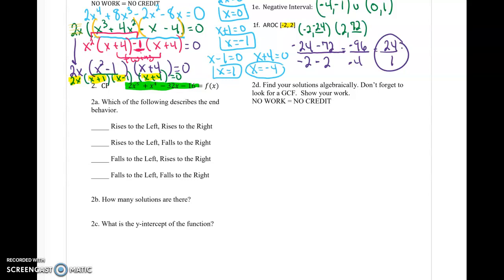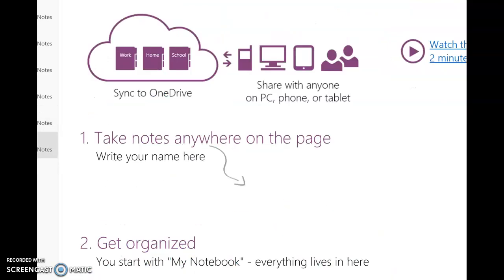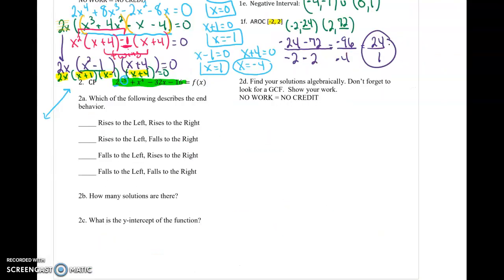And with an odd exponent, I know this is going to be some type of line figure that's still going kind of uphill because the number in front is positive. So it is falling. Whoops. So when I look at the picture, it's falling on the left and rising to the right. So falling to the left, rising to the right gives me my choice. How many solutions are there? Again, that's the job of that exponent. There's going to be 5.